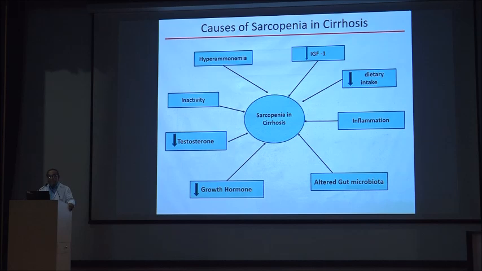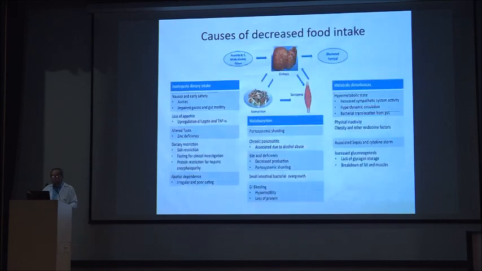So what are the factors which are responsible for sarcopenia in cirrhosis? The important ones are decreased dietary intake, decreased testosterone level, decreased growth hormone, inflammation, decreased insulin-like growth factor 1, hyperammonemia, inactivity, and altered gut microbiome. The most studied in cirrhosis is hyperammonemia.